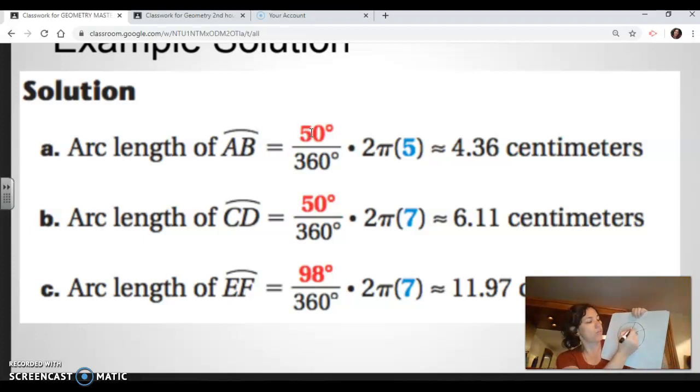All you would do is take the 50 times 5 times pi and divide it by 180. Or you can do what it says there, and you're going to get the exact same thing. You can multiply all of this times 2. You're multiplying all these 4 numbers and then dividing it by 360.